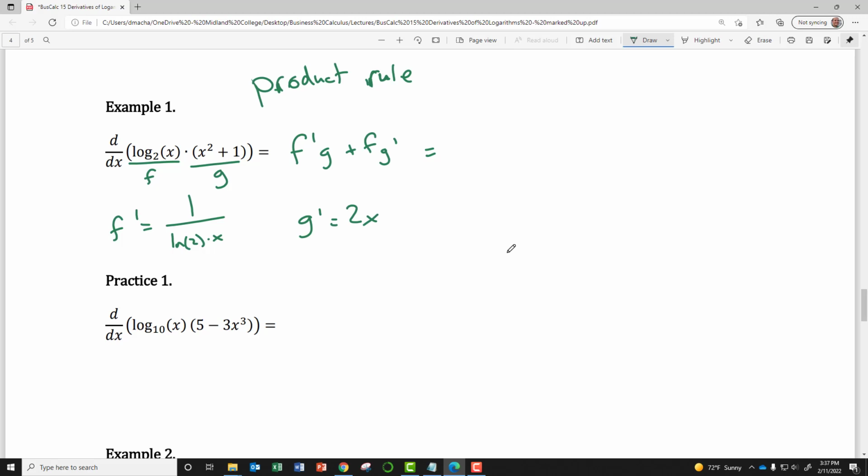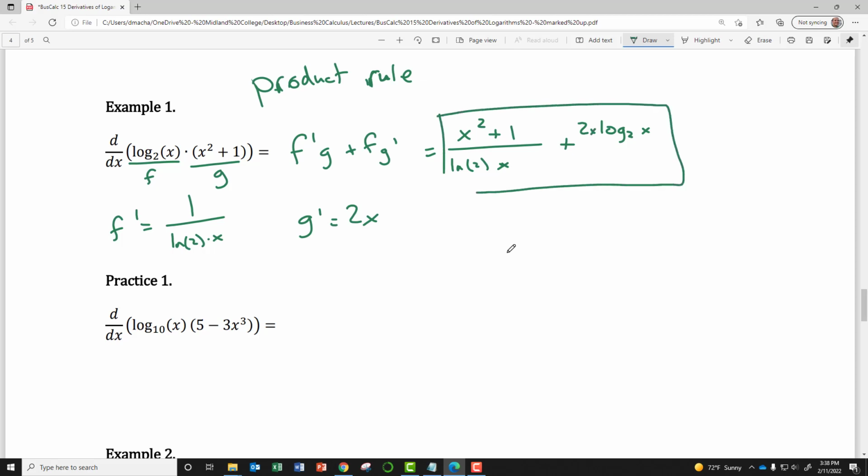So I have f prime g. In other words, I've got x squared plus 1 over natural log 2 times x. That would be an f prime g, and then plus fg prime. So plus log base 2 of x times g prime, so times 2x.